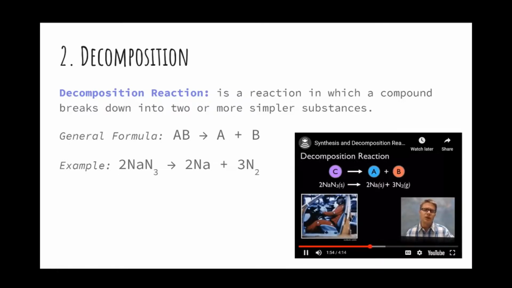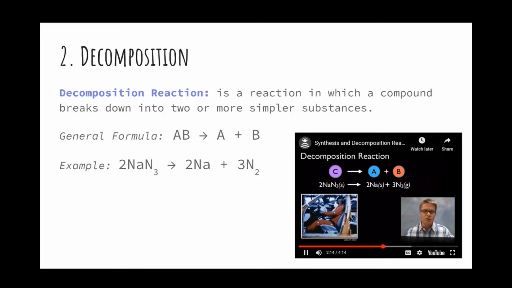What's decomposition then? It's when we're taking a compound and breaking it down. So here's an example. If we take sodium azide and break it down into sodium metal and nitrogen gas, that'd be a decomposition reaction. So if we have one reactant and two products, it's a good idea that this is probably a decomposition reaction. Where's an example of this actual reaction? Well, this was used in early airbags.